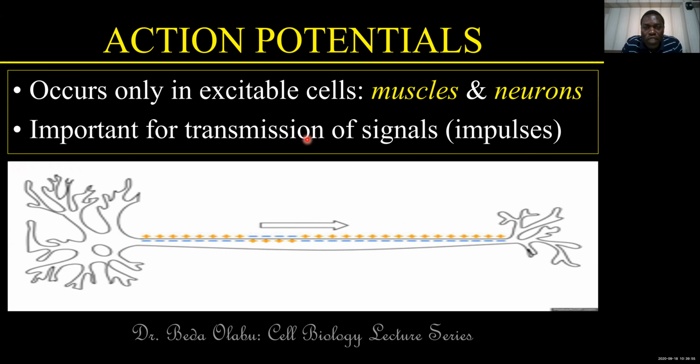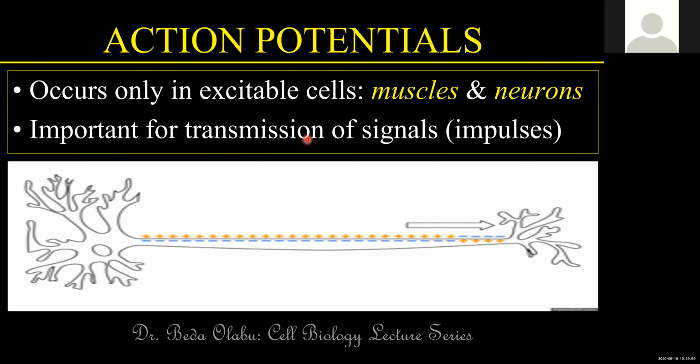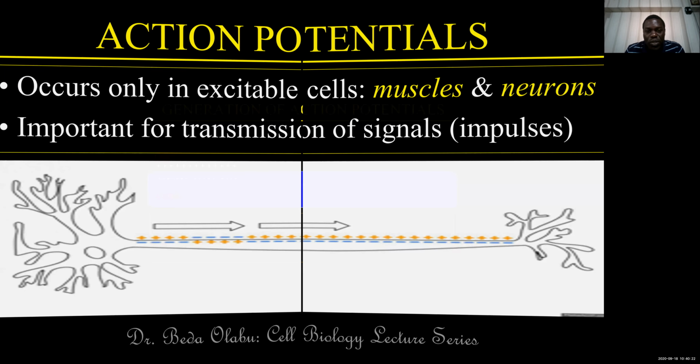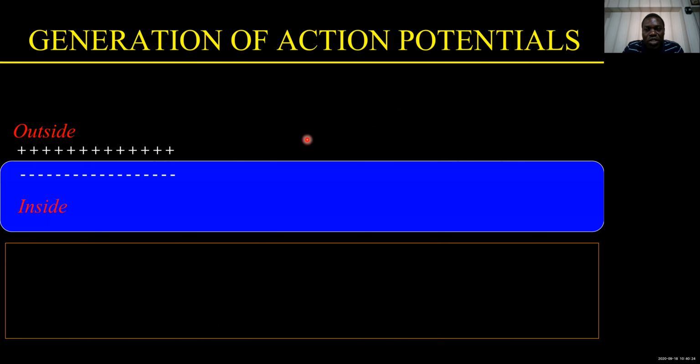What is the importance of action potentials? Action potentials are important for transmission of signals. That means that we'll have signal transmission in neurons. We'll also have signal transmission in muscles. Those are the ones that can transmit signals along the cell membrane. These signals are electrical signals along the cell membrane. Now, I want to see how action potentials are generated.